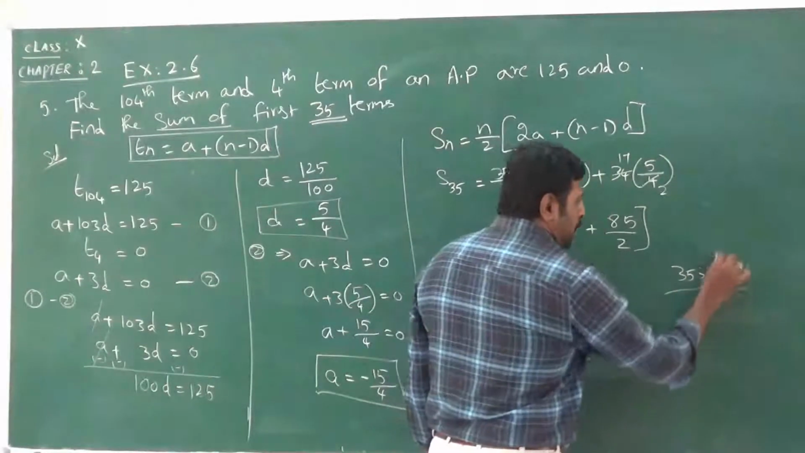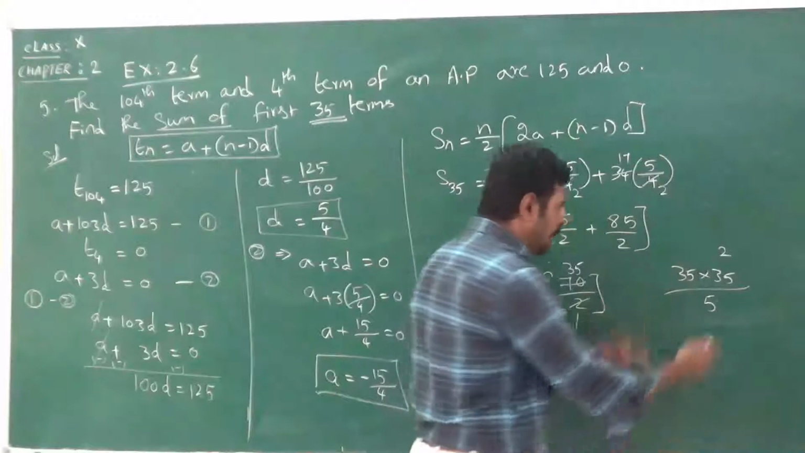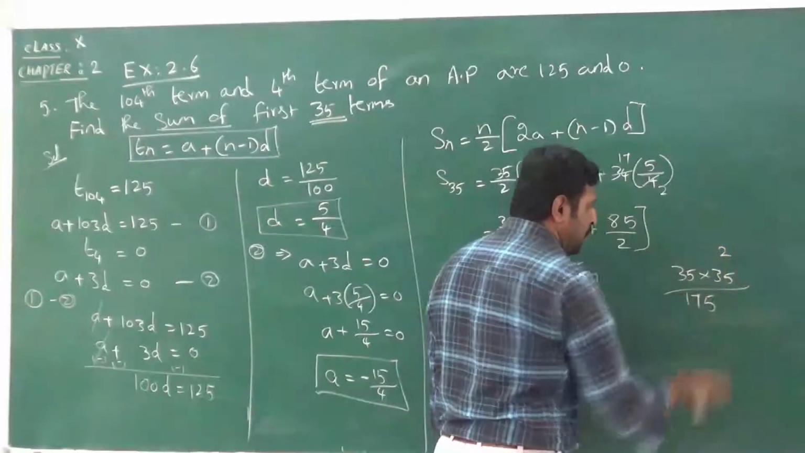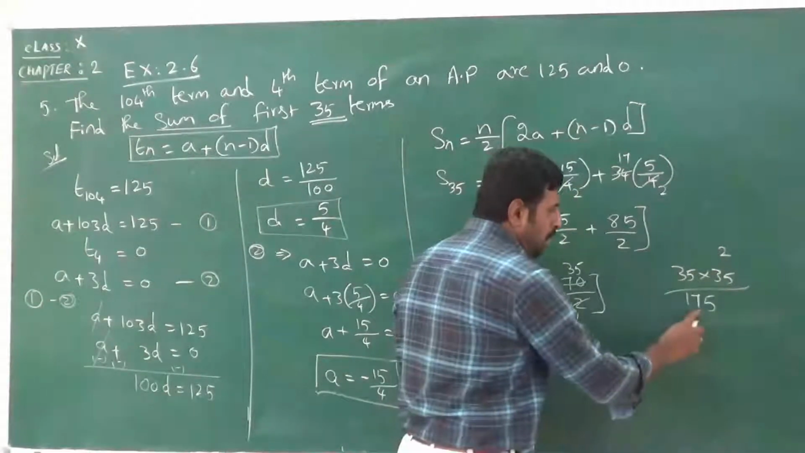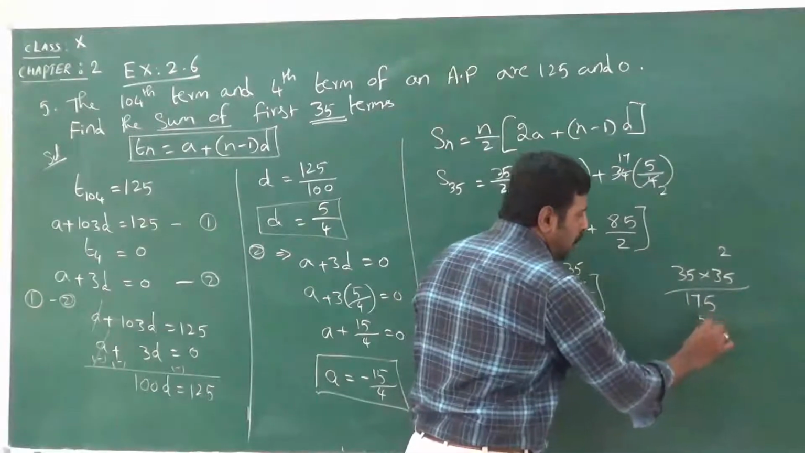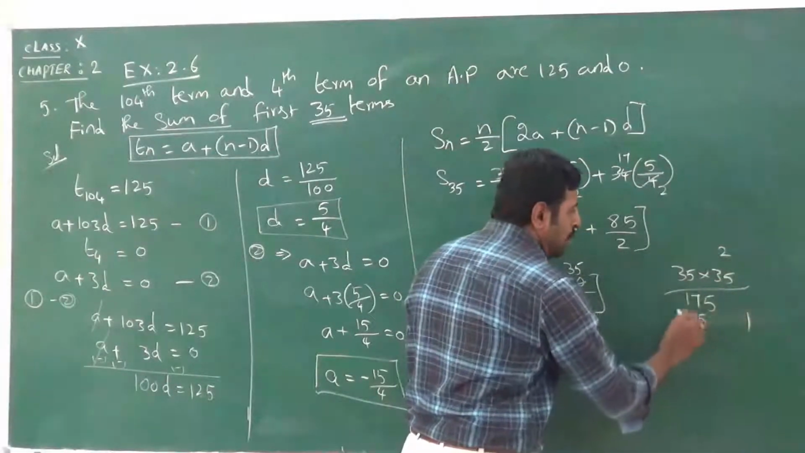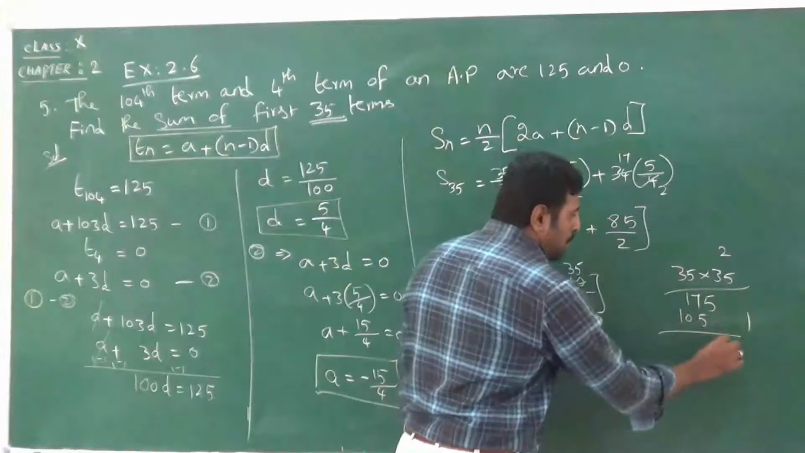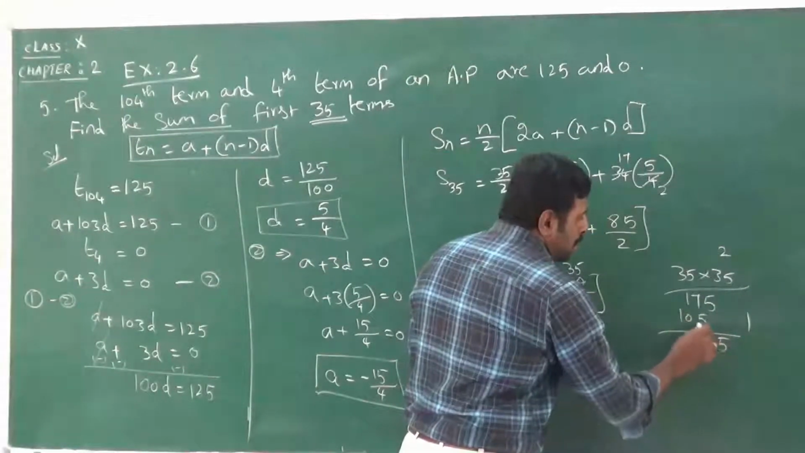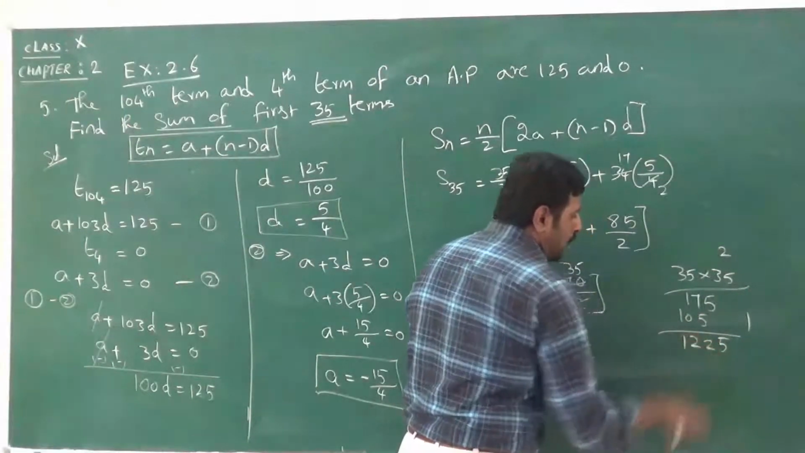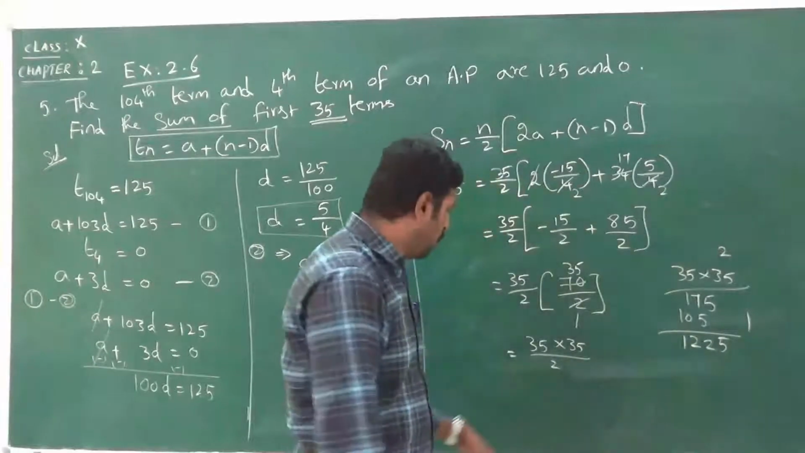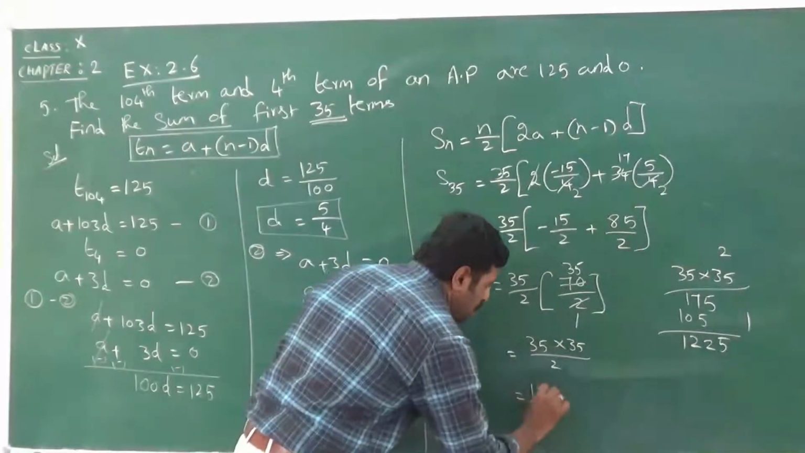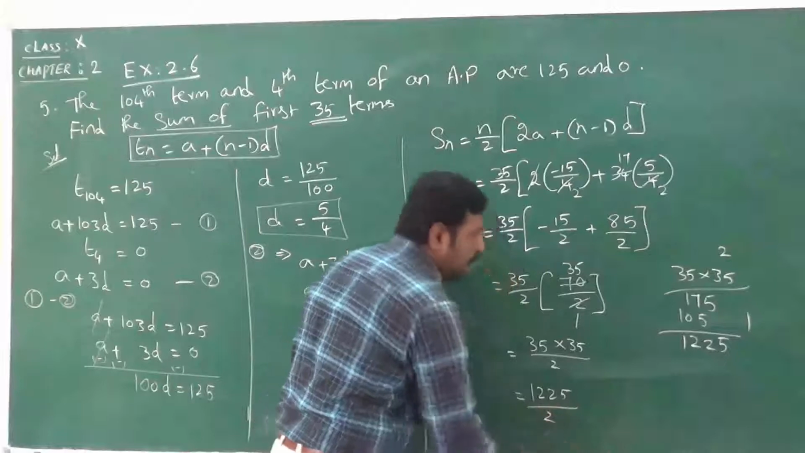5 fives are 25, 5 into 2, and then 5 threes are 15, plus 2 is 17, 5, right? 3 fives are 15, 5 into 1, 3 threes are 9 plus 1, 8. So the sum of this value is 5, 2, 2, 1. So 1, 2, 2, 5 divided by 2.